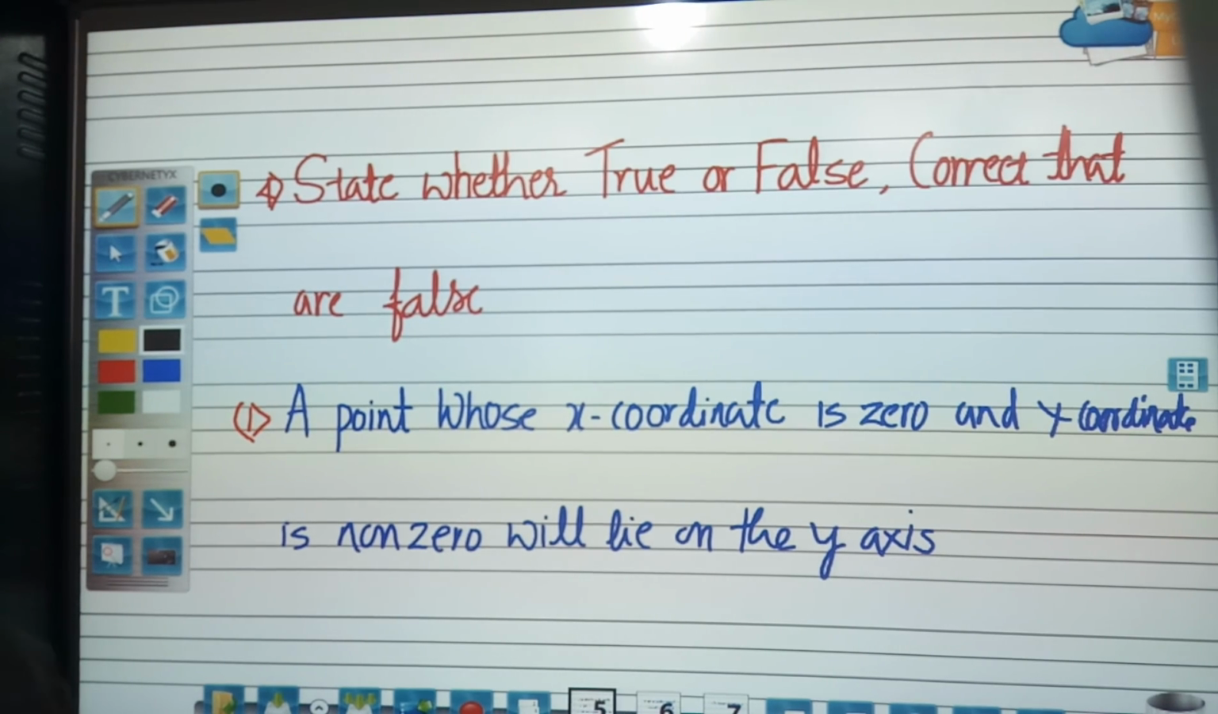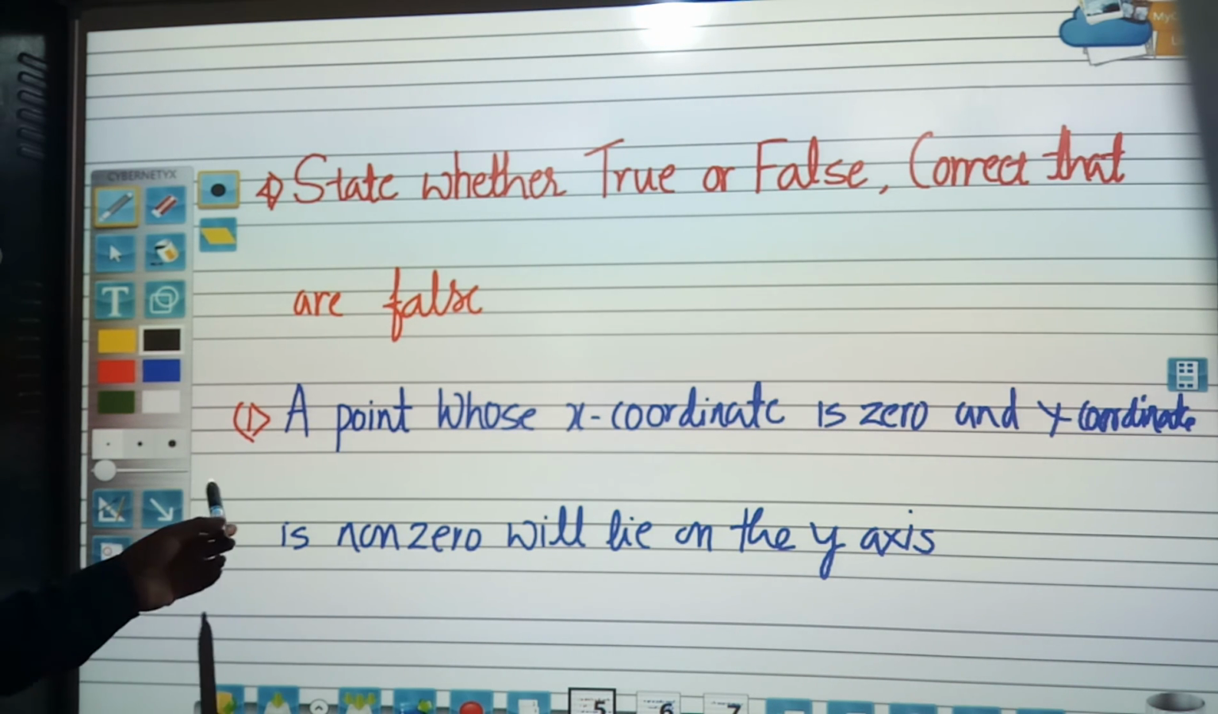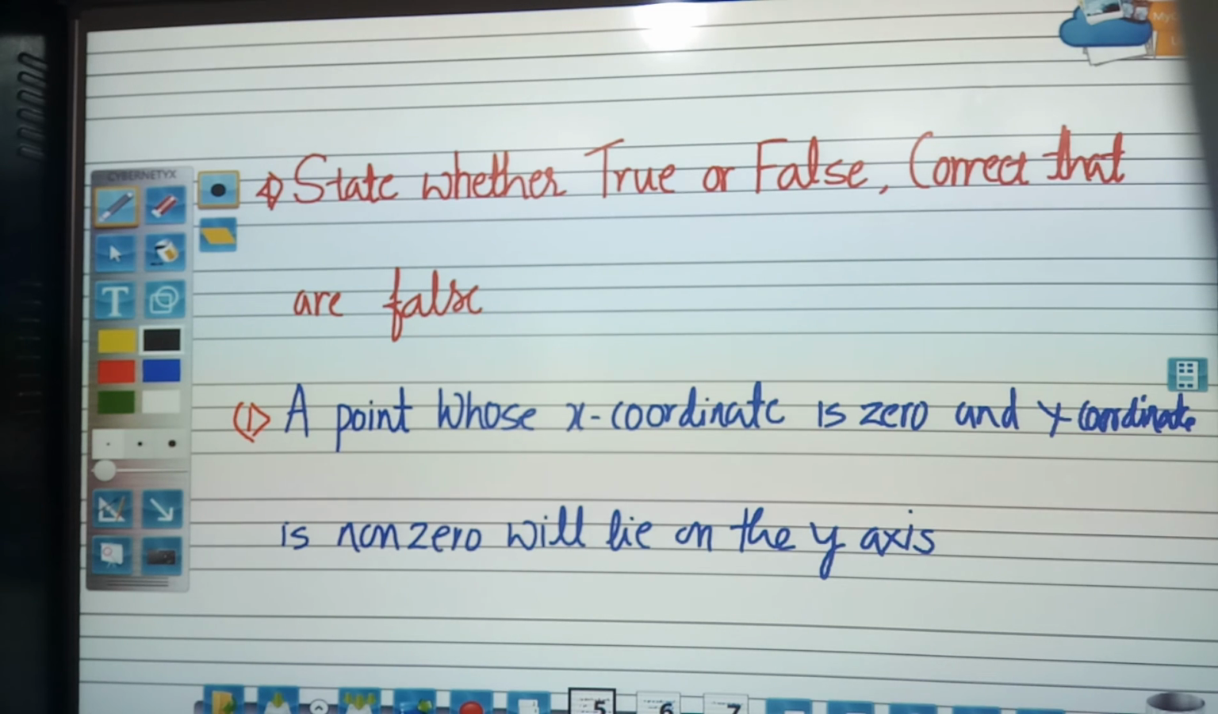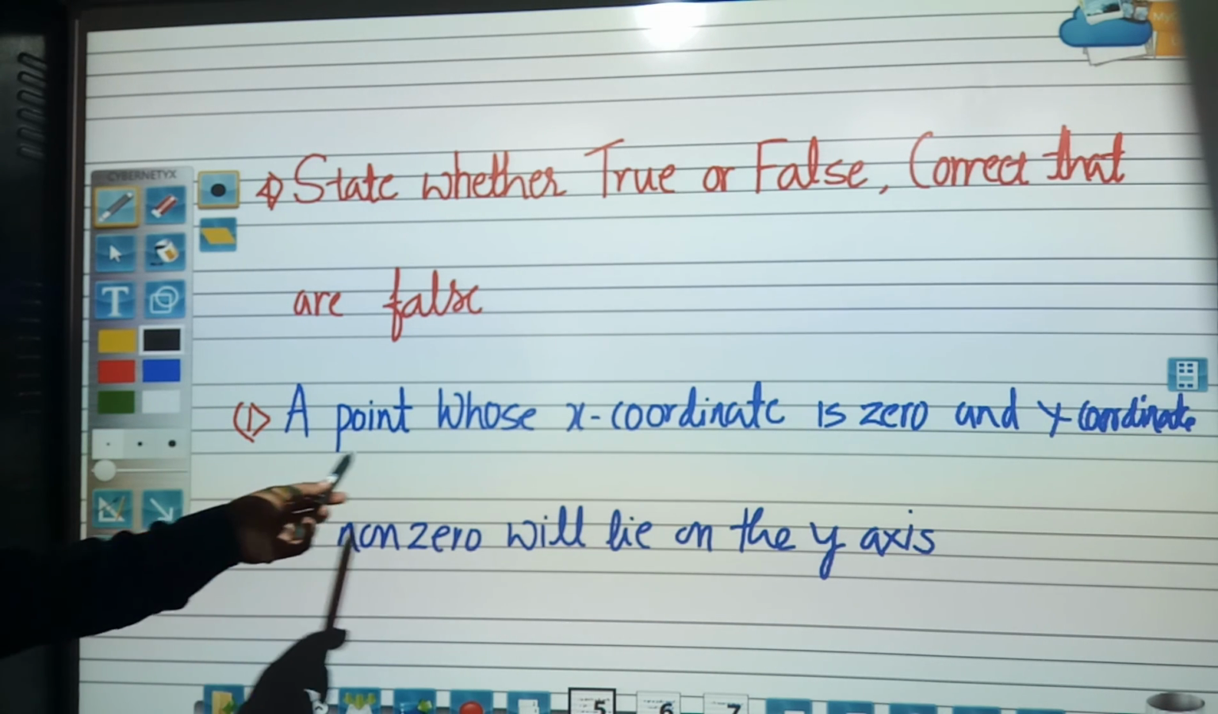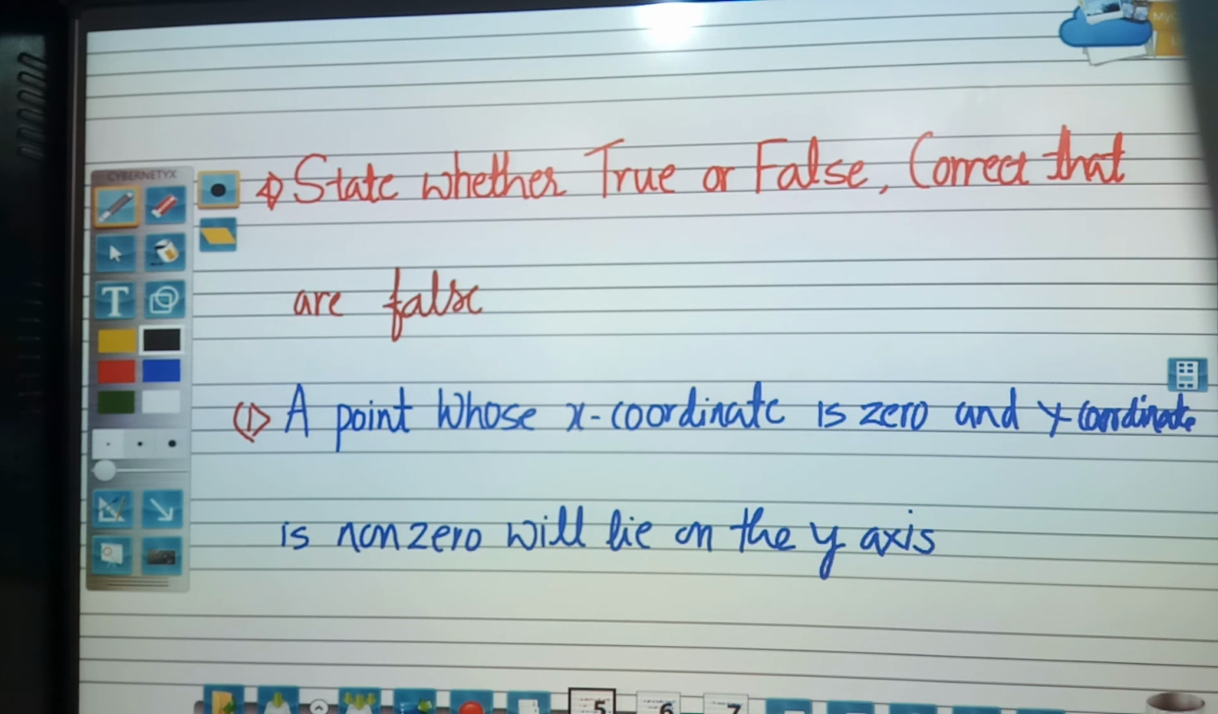The question is like this: state whether true or false. Correct those that are false. So now here there are some statements. You have to tell whether they are true or false. A point whose x coordinate is 0 and y coordinate is non-zero will lie on the y-axis. Is it true or false?